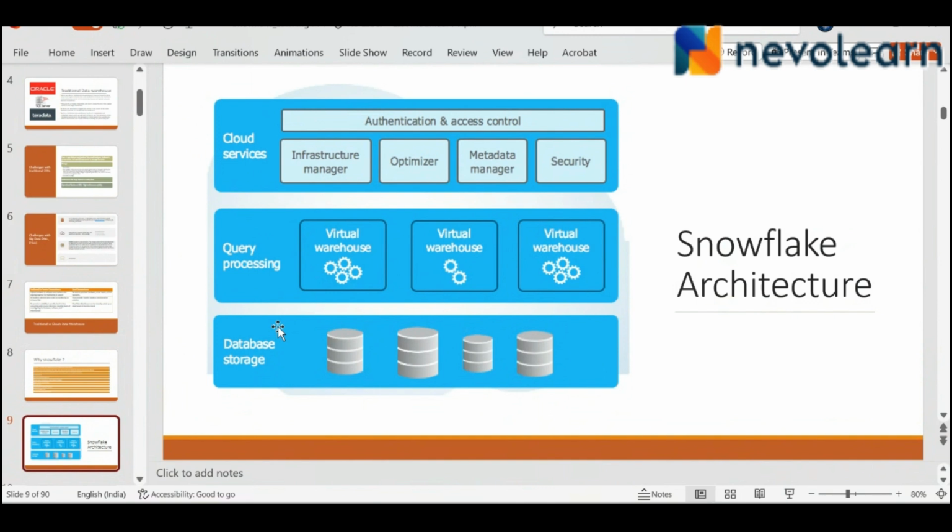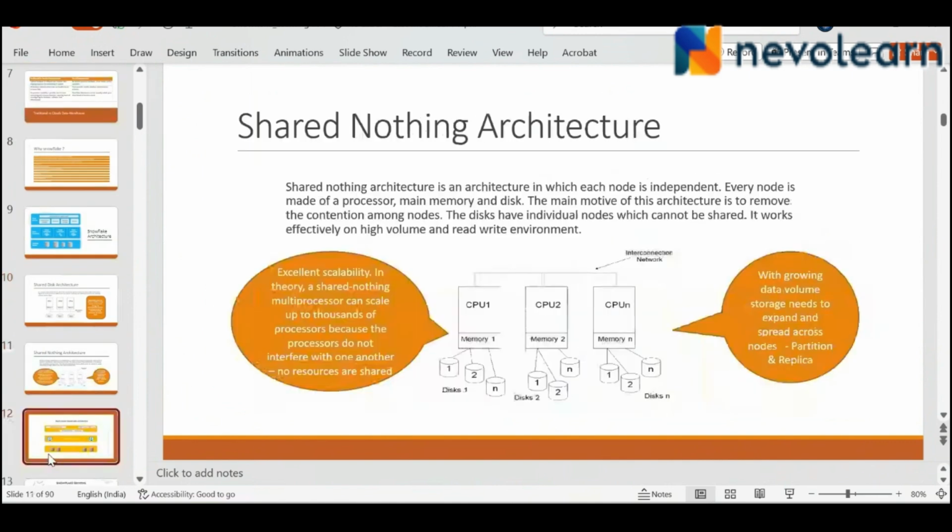And the last one is the database storage layer. This is the layer where the physical data gets stored. It is the physical layer of data, where your actual data is stored. So that is the database storage layer. These 3 layers combine to form your Snowflake architecture. How a query is processed via these 3 layers, we will discuss in our session.